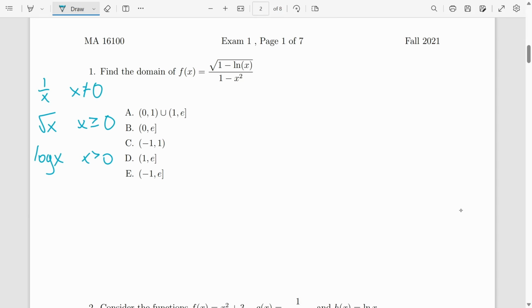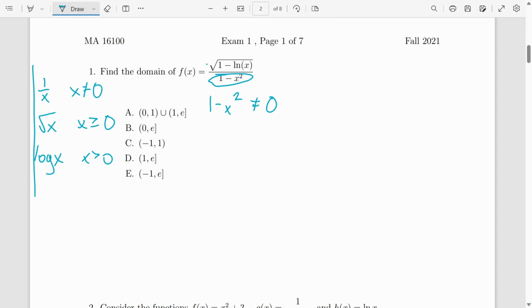It looks like all of them are going to appear in this problem because we have a fraction, a square root, and a log. So we've got all three of those to worry about. Let's start dissecting this. You can do these three restrictions in any order you want. I'm just going to go from the way I said it first, from top to bottom, so it's a little more clear. Starting with the fraction, whatever's in the denominator cannot equal 0. So 1 minus x squared cannot equal 0.